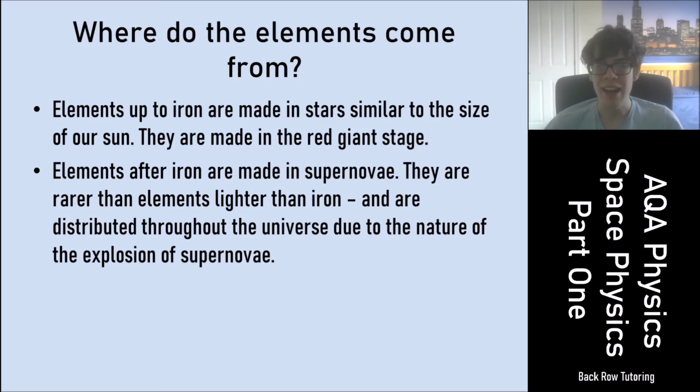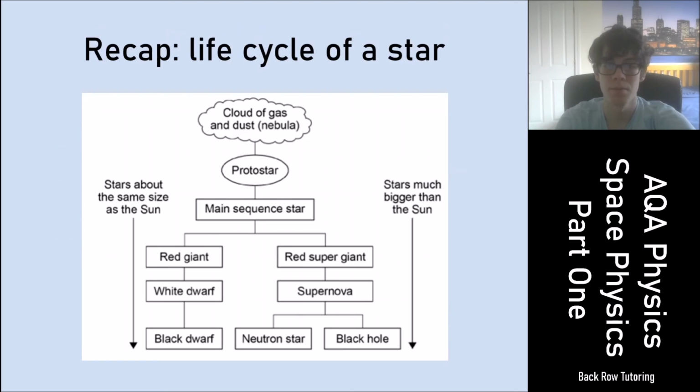They are rarer than elements lighter than iron and are distributed throughout the universe due to the nature of the explosion of supernova. So supernovae are so powerful that they eject their matter miles and miles and miles, and that's how elements which are much heavier than iron are distributed throughout the universe.